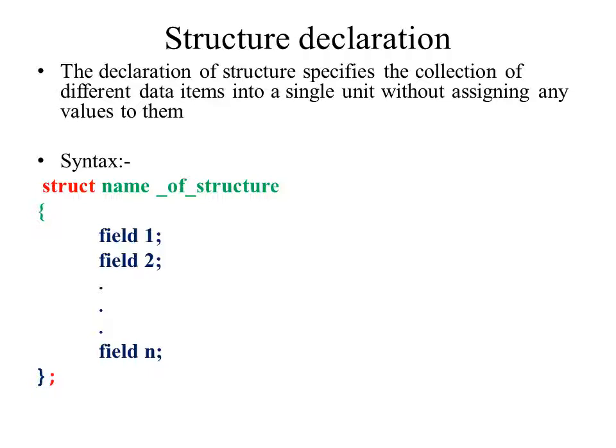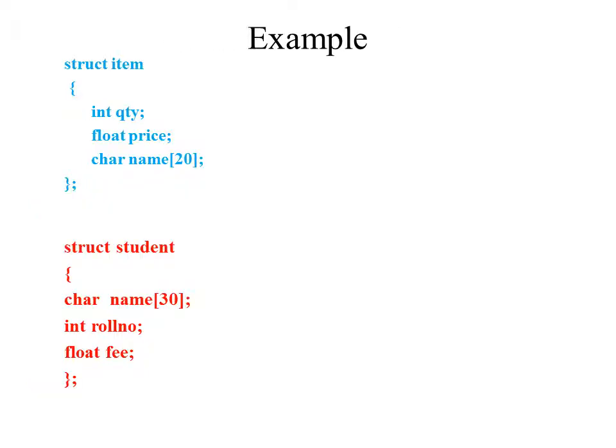So the points to be remembered for the syntax of the structure are: first of all, use the keyword struct. You have to mention all the data variables within a pair of curly brackets. This closing curly bracket is always terminated with a semicolon. We can see a few examples here. Here I have used the keyword struct.